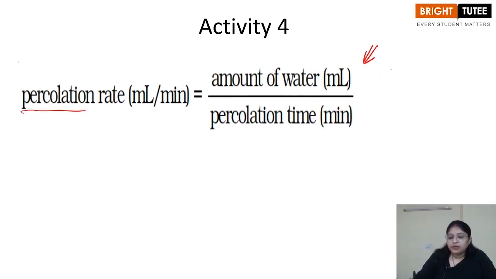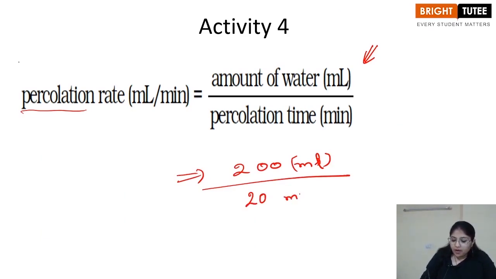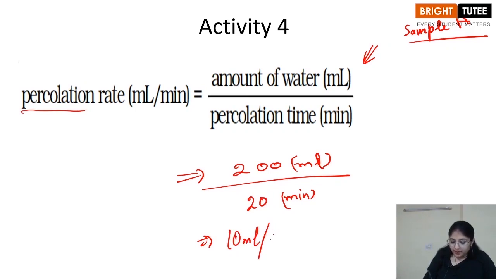Suppose the amount of water that we have taken in this activity is how much? It is 200 ml, right? And what is the percolation time? Let's say the percolation time was 20 minutes for sample A. Then when we calculate it, we will find that the percolation rate is 10 ml per minute, right? So in this way we see the percolation rate for sample A is 10 ml per minute.